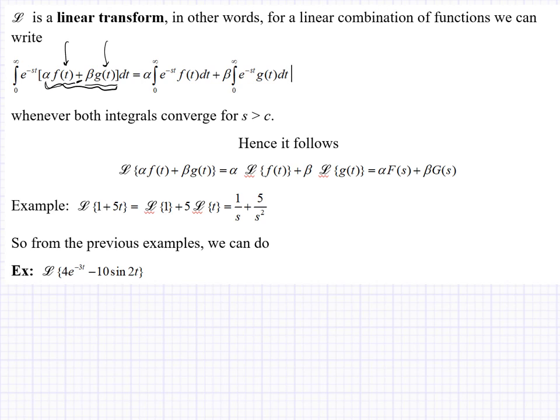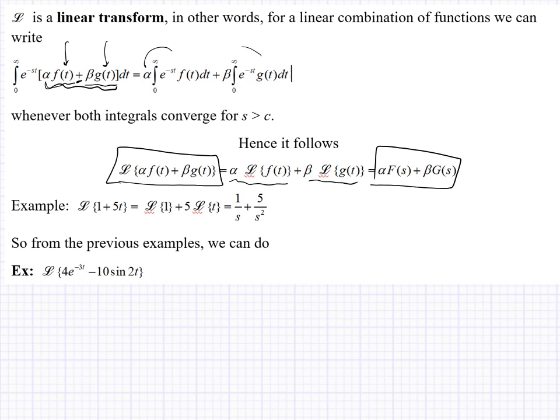Then what we can do here is really the Laplace transform of f of t and pull alpha out, plus the Laplace transform of g of t and pull beta out. So if you think about it, the Laplace transform of alpha f of t plus beta g of t is going to be alpha times the Laplace transform of f of t plus beta times the Laplace transform of g of t. So we would get something that looks like this.